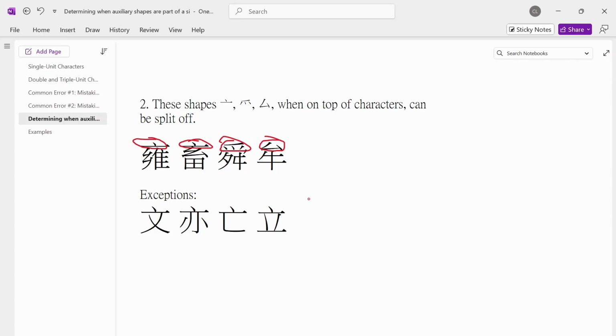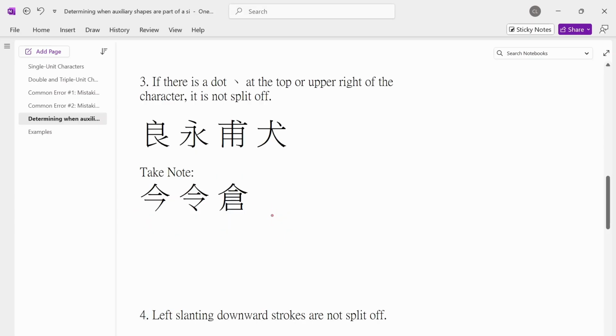Now there are a few exceptions, such as man, yek, mong, lab. And the reason for this, I'm not actually completely sure. I think it's because the top shapes are directly touching the bottom strokes. So therefore, these are all technically considered single unit characters. Next, if there is a dot at the top or upper right of the character, it is not split off. So all of these characters here are single unit.